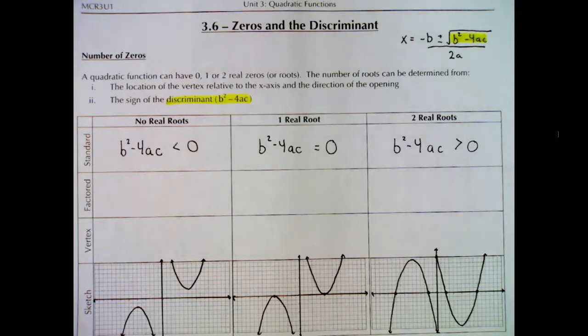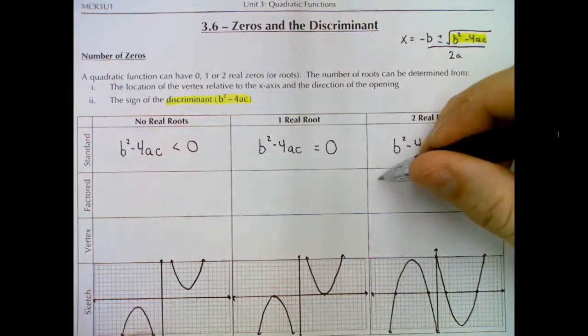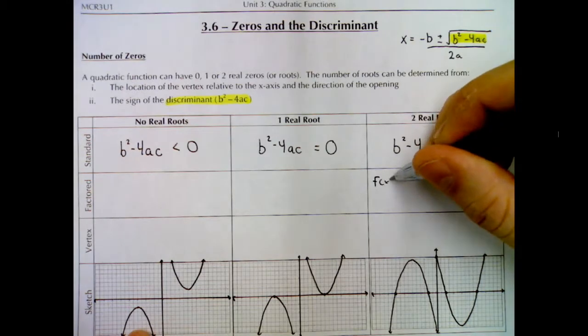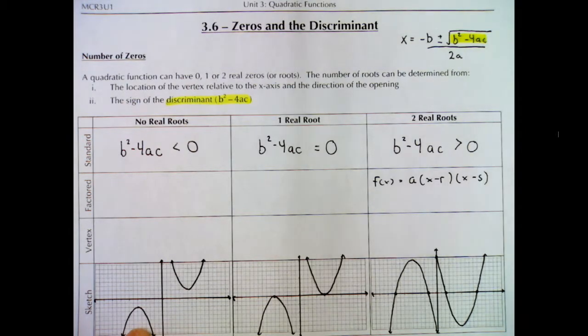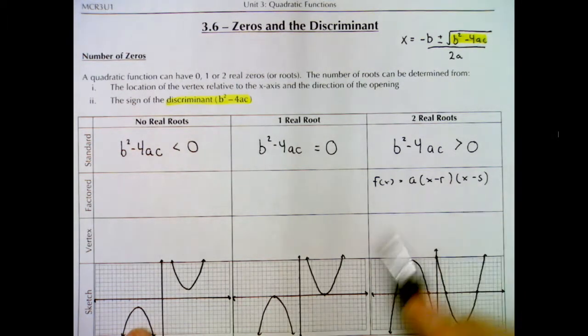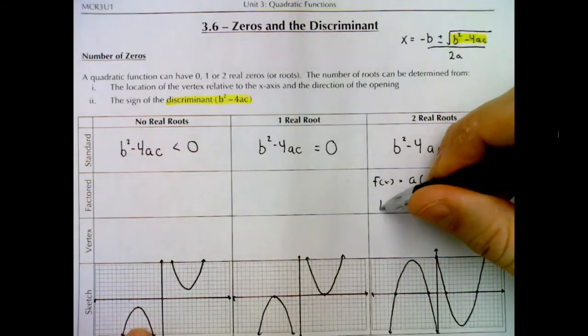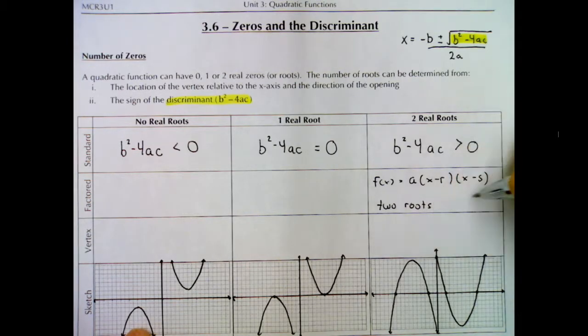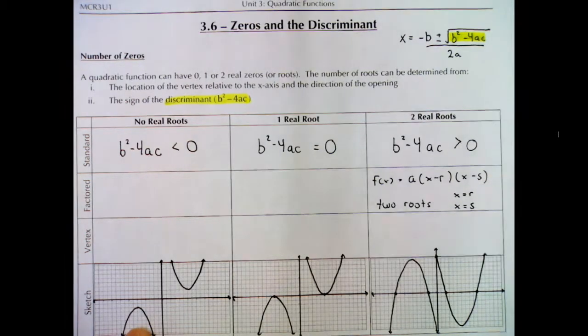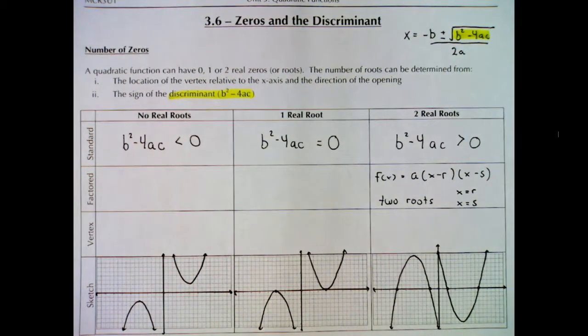If we're in factored form, you can also tell. The easy one is to do two real roots first. So if we had a factored form, let's say it looked like a(x minus r)(x minus s). If you had two brackets and you had an r and an s that were different numbers, those would be the roots. So if you have a quadratic in factored form and it's written that way, that means there's two roots. x would be r and x would be s. Whatever r and s are, those would be your roots, and as long as they're different, that's two real roots.